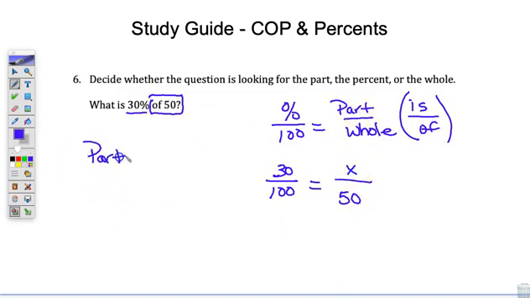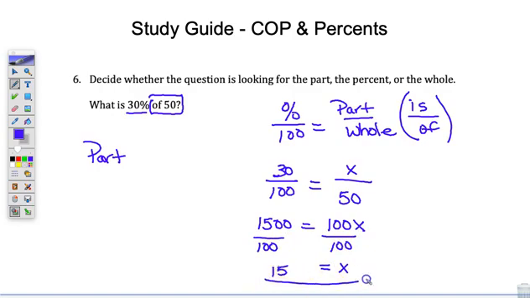Now the question only asked you what you were looking for, but if then you want to go ahead and find that part, you are going to use cross product property. So it becomes 50 times 30, which is 1500. 100 times x, which is 100x. So you're multiplying diagonally, and then you're going to divide by that coefficient next to the variable. And in this problem, x is going to equal 15, which should make sense because it's part of 50 and it's only 30% of it. So it had to be lower than 50.